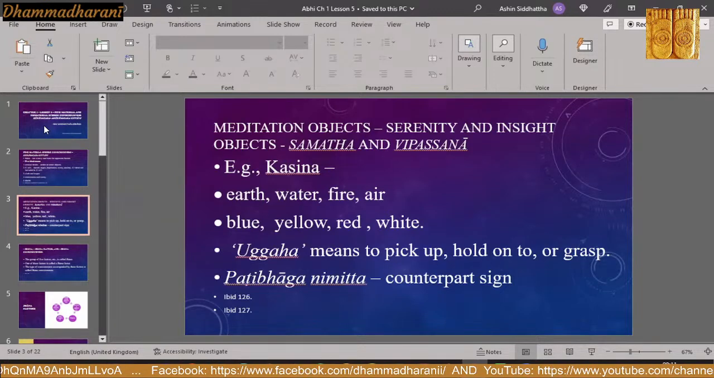Then regarding samatha objects, almost all are concepts. There are some objects which have ultimate realities as the object. We will learn later. Generally, we say regarding samatha objects, the objects are almost all concepts. Not all, almost. For example, let's take the object of the kasina. There are 10 kasinas, but here I gave an example of only 8.